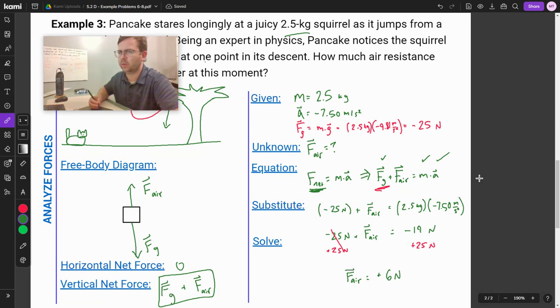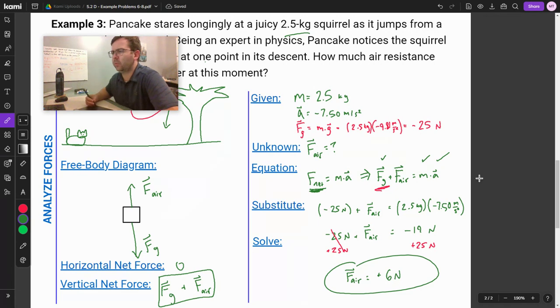It's positive because the air resistance is up while the gravity is down. So an air resistance of 6 newtons does make sense because the weight is 25 newtons, so the weight should be bigger than the air resistance.